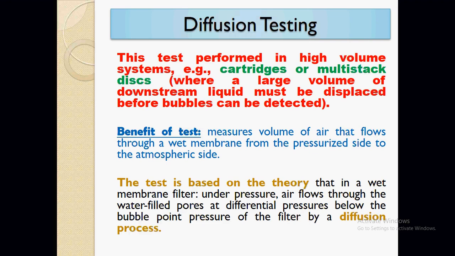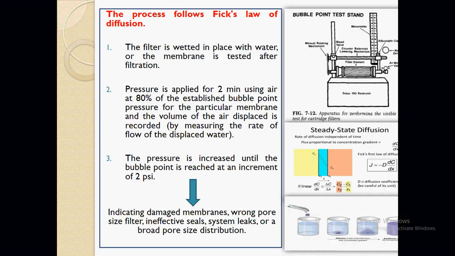It means that for this test we must first do the bubble point pressure. Say we found the bubble point equals 20 PSIG. For the diffusion test, I do it at a pressure below the bubble point, at about 80%. We want to check, below the bubble point pressure, whether there are cracks or not. The process follows a fixed law of diffusion, because it is called the diffusion process. The filter is wetted in place with water or the membrane is tested after filtration. Pressure is applied for 2 minutes using air at 80% of the established bubble point pressure.